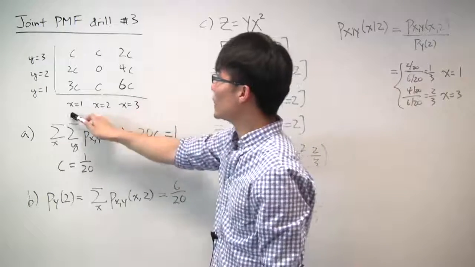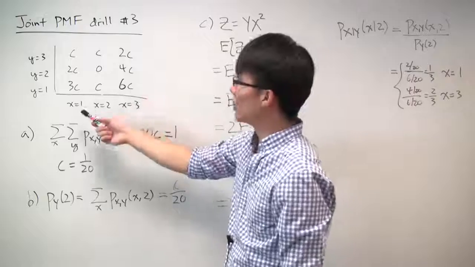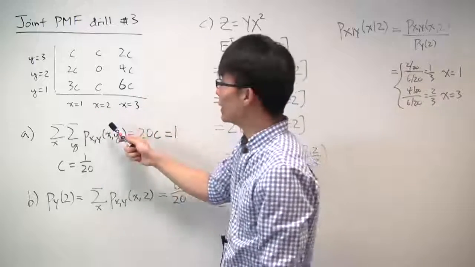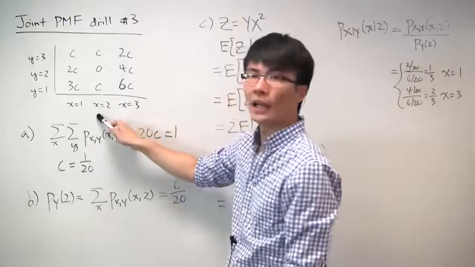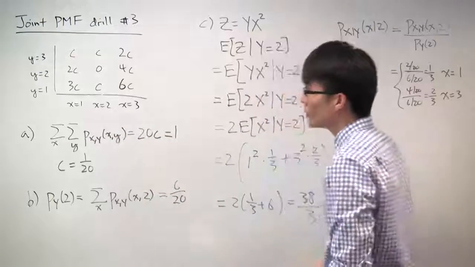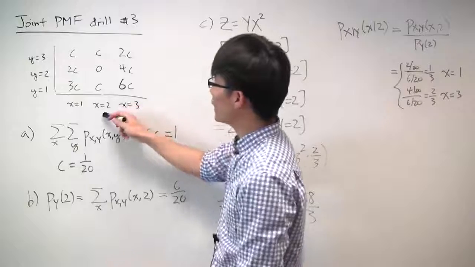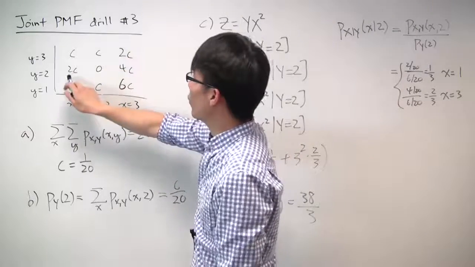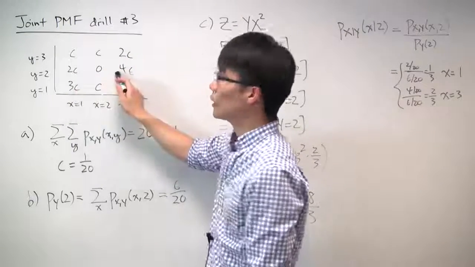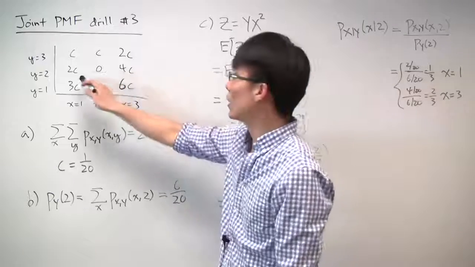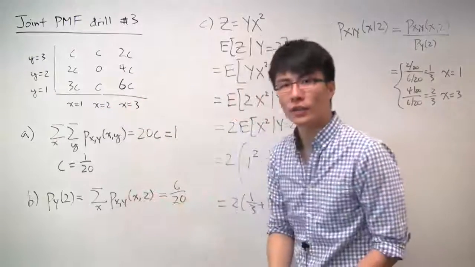So because that is the case, x and y are actually conditionally independent, conditioned on x not equal to 2. The shortcut for looking at this is to see whether or not one of these columns is a multiple of another. And if they are, then they will be conditionally independent.